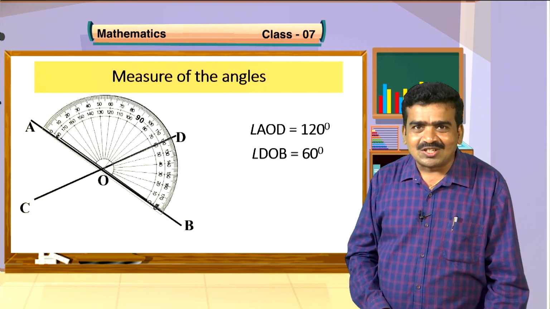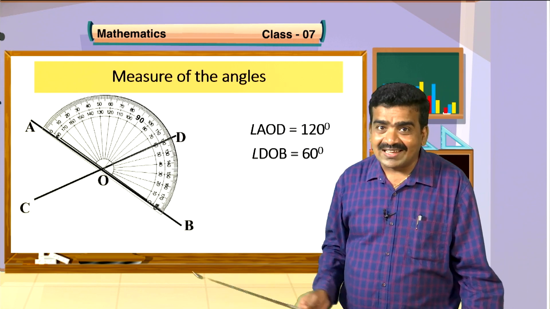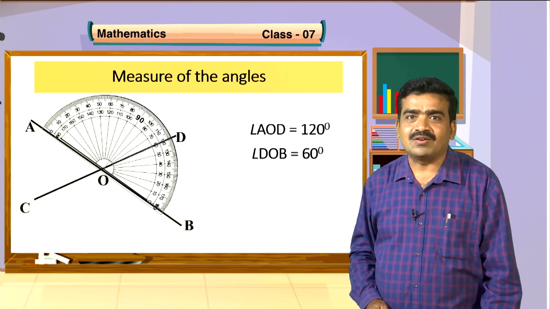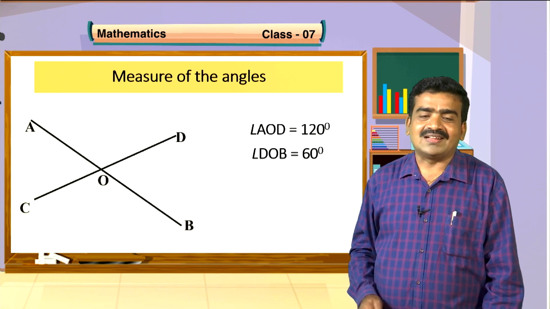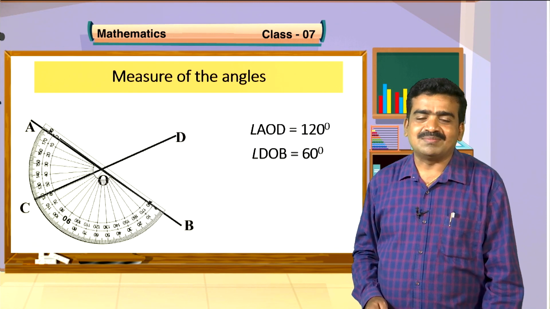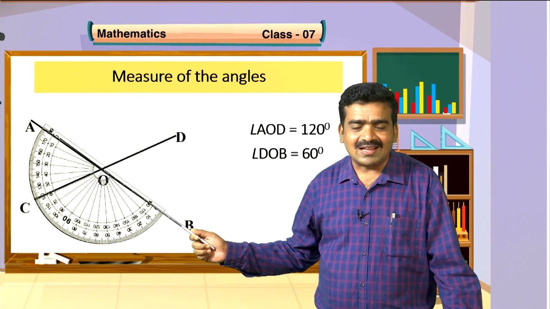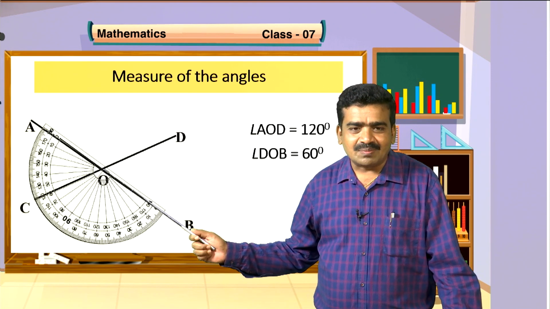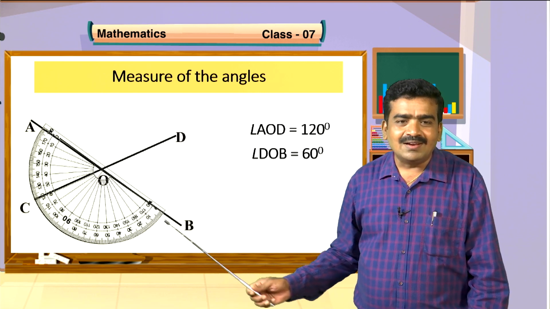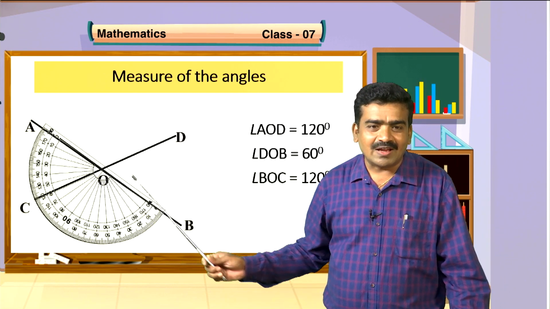Are you taking the measurement by drawing the intersecting lines like this? Yes, you have to try it at home. Now, let us take the measurement on the other side of the intersecting lines. So, similarly we have to keep the protractor like this. Now, take the measurement. Now the angle BOC is, what is the measure of angle BOC?